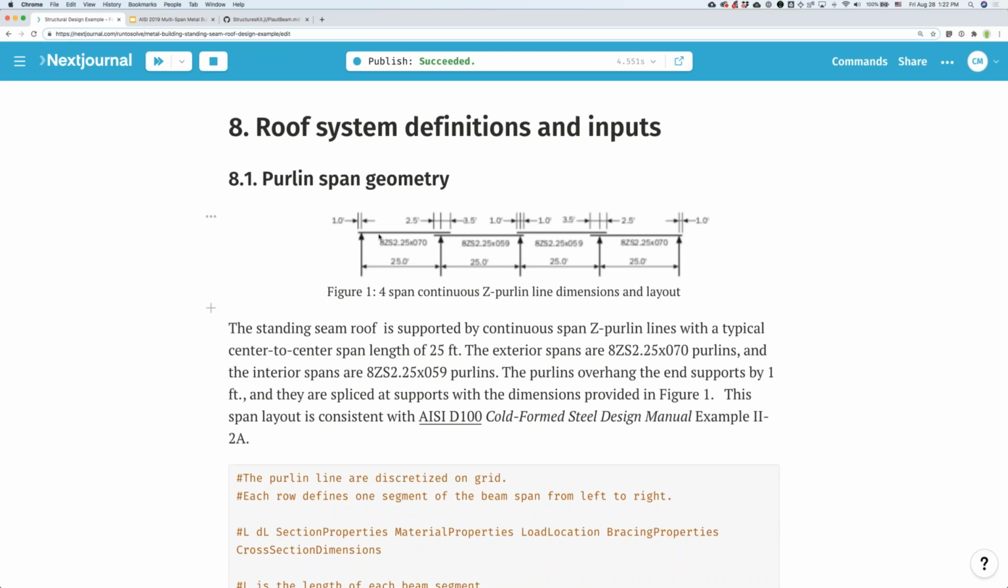The span layout is provided here, and you'll notice there are some little cantilevers on the end, which make this structural analysis a little challenging. Also, there are these overlapping splices at the supports of the Purlin line, and the Z's are changing from a 0.07 to 0.059.